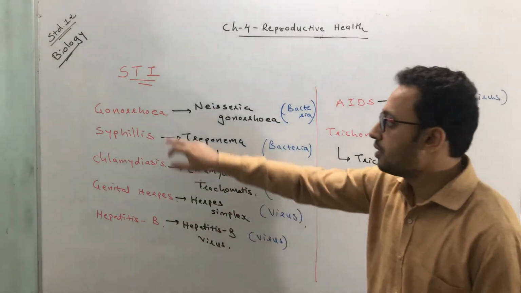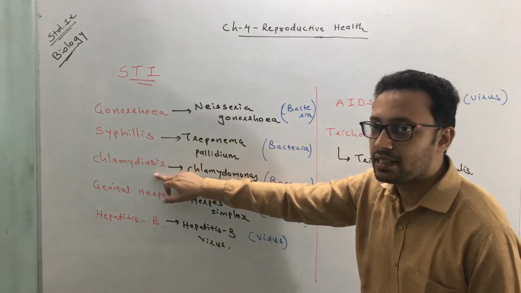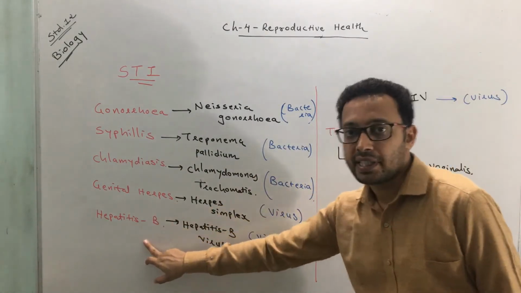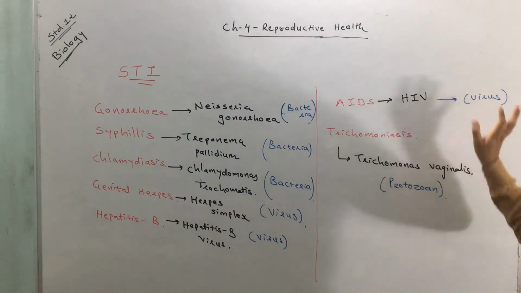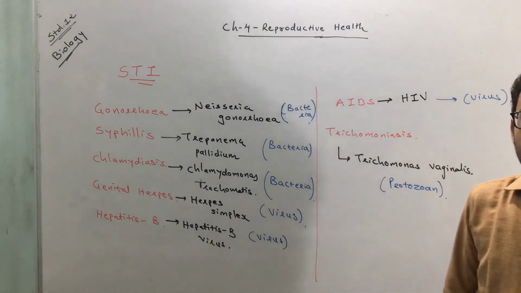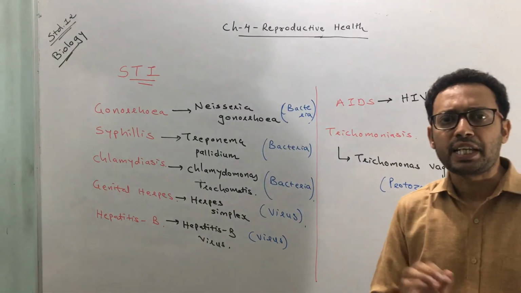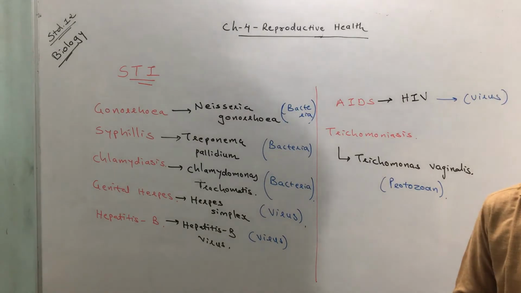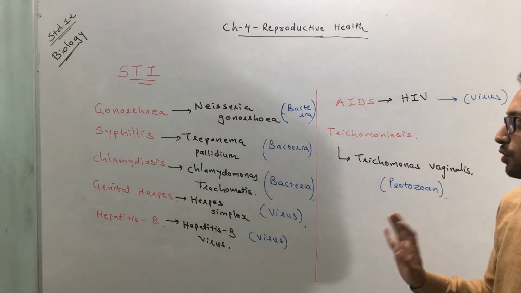Again, repeat: gonorrhea, syphilis and chlamydiasis are caused by bacteria. Genital herpes, hepatitis B and AIDS are caused by viruses. Trichomoniasis is caused by a protozoa. Now you have to remember the names because these names are usually asked in entrance examinations, in MCQs. So you have to remember the names.